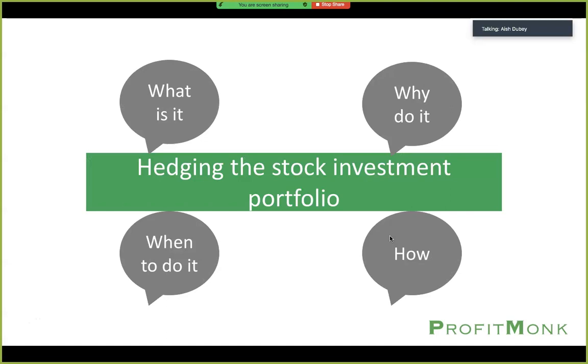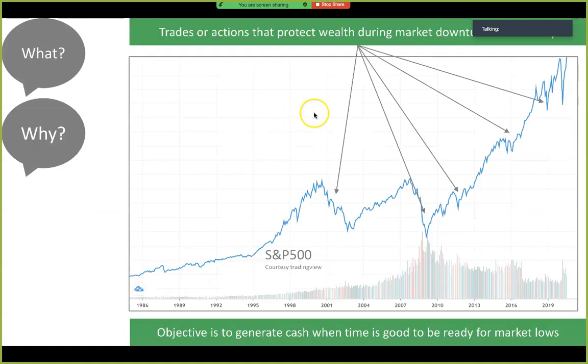So, hedging, we hear the word in many different contexts. Hedging the stock investment portfolio, what, why, when, and how is going to be the key themes in our discussion over the next 20-25 minutes. So what is it? Basically, hedging is a series of trades or actions that we take. And why do we do it? The reason to do it is to protect wealth, to protect the portfolio during market downturns such as these.